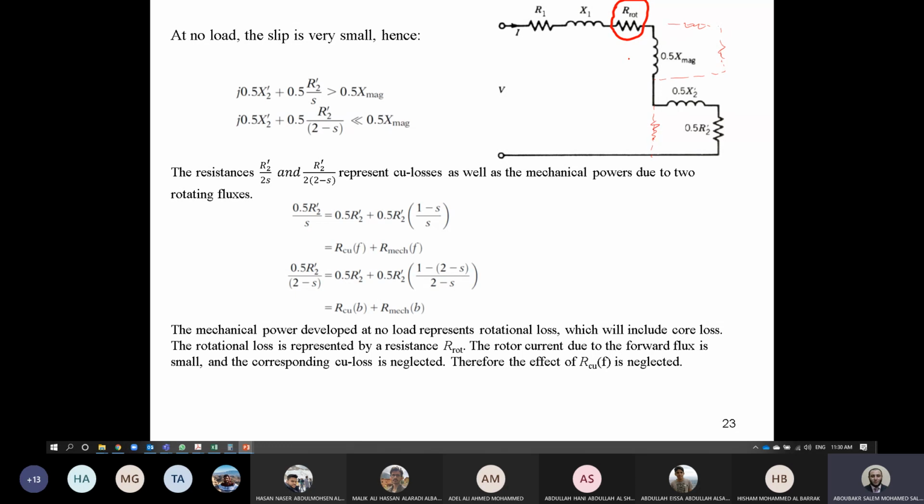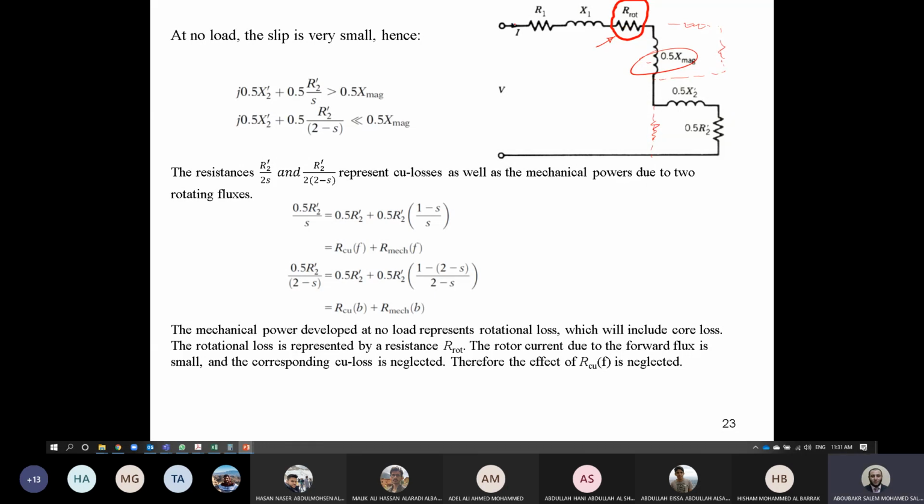So for the no load test, we have already some core and friction loss. So we are assuming now a series resistance of R rotational, which will be considered as a representative for the no load or rotational loss, which is a combination of core and friction loss. So now, for the no load test, we can calculate two things: the value of Xm, which is missing now, and also the rotational loss of the motor.